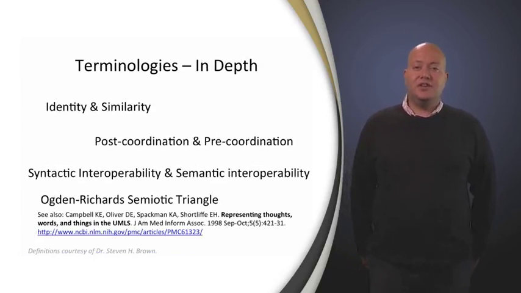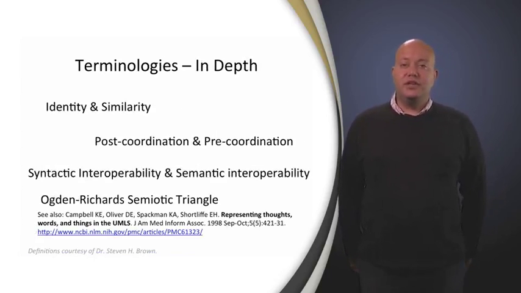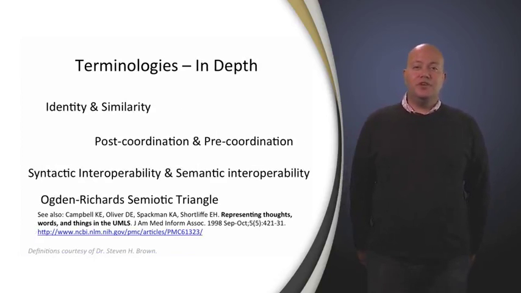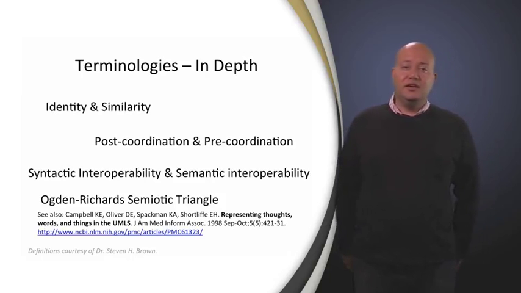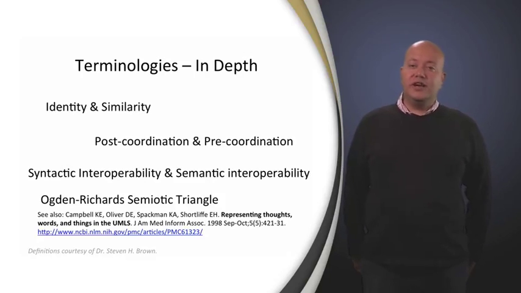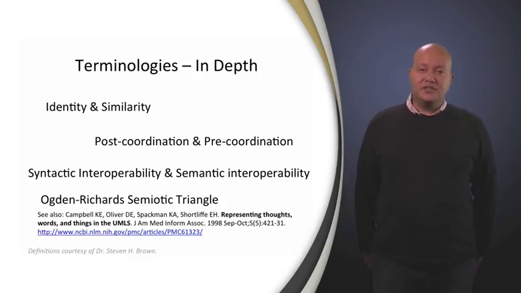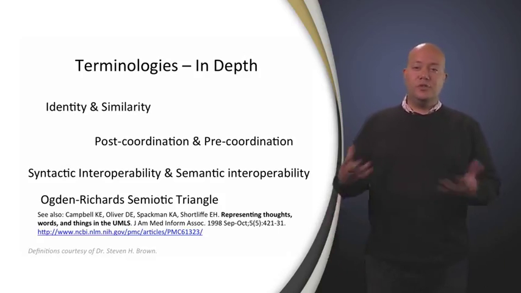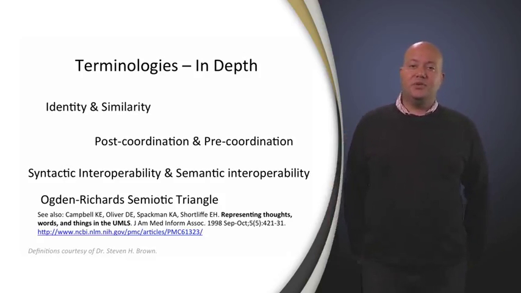Here are some additional concepts that are subject for more in-depth study of terminologies. They are beyond the scope of this course. In short, a terminology must be able to distinguish when two items are the same. That's called identity. Terminology should also be able to distinguish precisely how two non-identical terms are similar. This is where polyhierarchical representation, formal definitions, classification, and subsumption concepts that we talked about come into play.